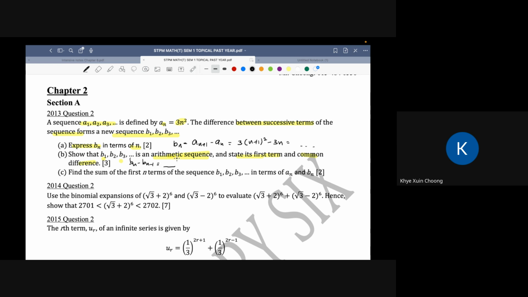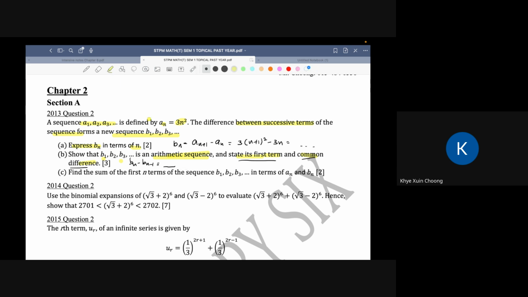is a constant. Okay, if you get a constant, then you know that it is the what? The arithmetic progression. Okay, state its first term and common difference. The common difference is just Bn minus Bn-1. The value will be the common difference. The first term is B1. So you have the formula of Bn, you just sub 1 into the n. You will get the first term.